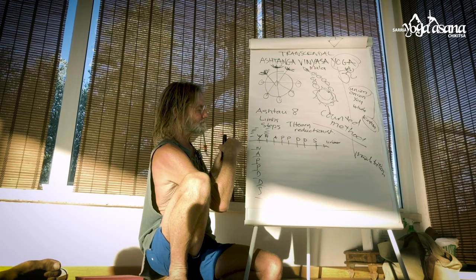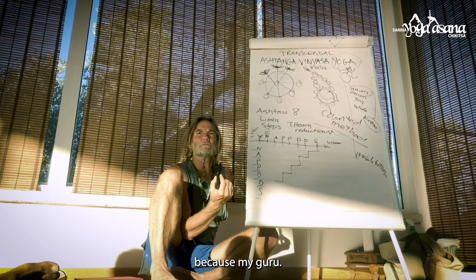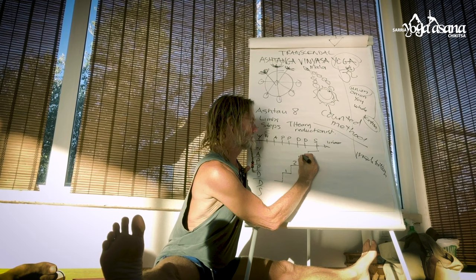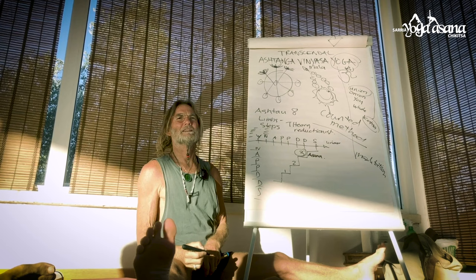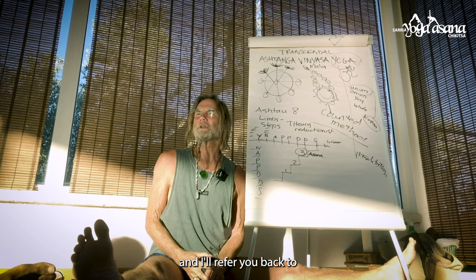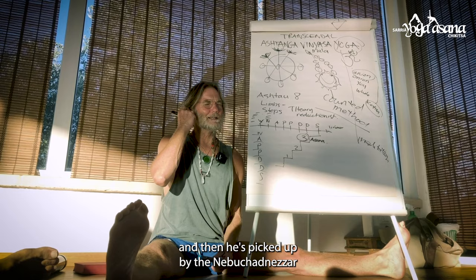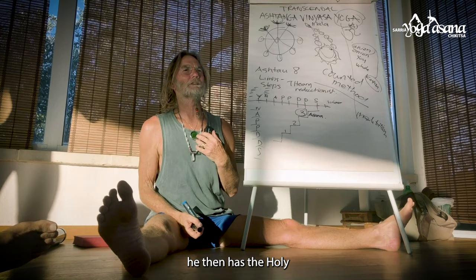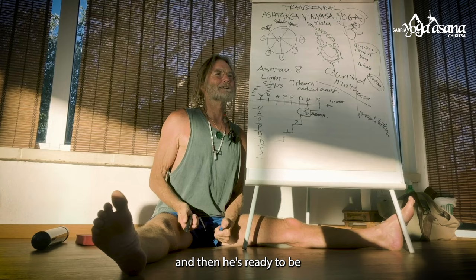When I first started, I thought it was like steps. Because my Guruji said to me, you Westerner, first you start on the third limb, asana. And I'll refer you back to the very first Matrix, when Neo has been freed from the powerhouse and he's picked up by the Nebuchadnezzar, he then has all the acupuncture needles in him and all that sort of stuff. They rebuild him because he hasn't been using his muscles and he hasn't been using his eyes. And then he's ready to be put into his training.